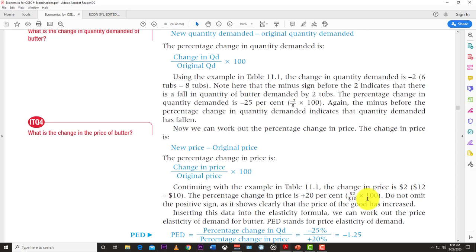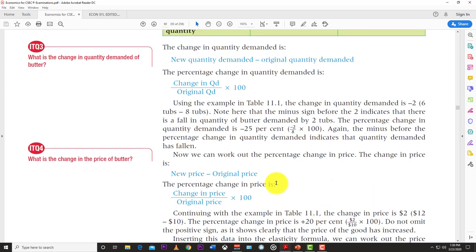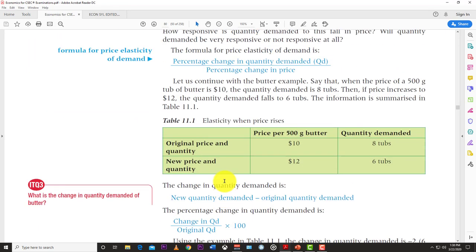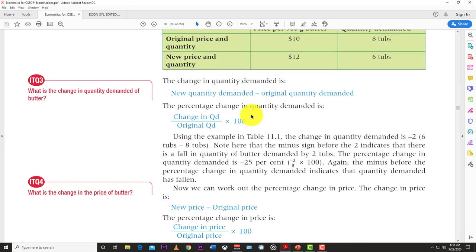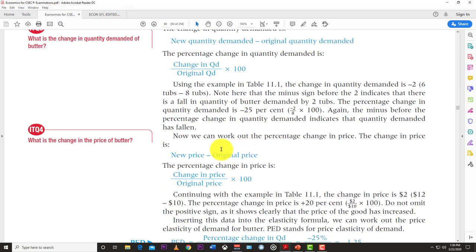And so that's 2 out of 10, and that is 20%. So you have 20% right there, and you plug the 20% in the formula. So up here would be 25%, on here would be 20%, and then you work out the maths. So now we can work out the percentage change in price.